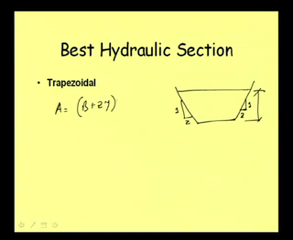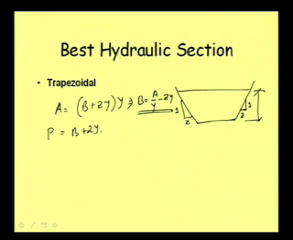That expression we already know, and this will lead to B is equal to A by y minus z y. That is the way we are getting the expression for B. And then the perimeter is equal to B plus twice y root over 1 plus z square.